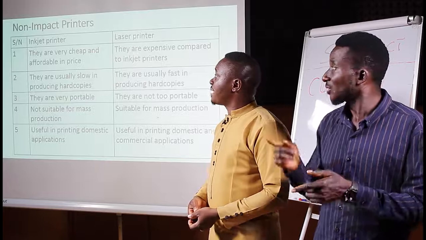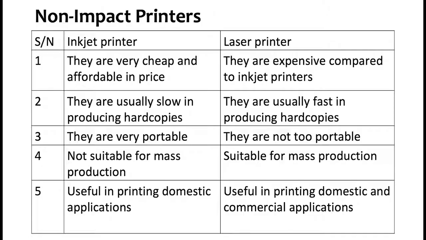Then coming back to the non-impact printers, the inkjet printers and the laser printer. We're going to be making a comparative between these two different types of printers. The inkjet printers are very cheap and affordable in price, while the laser printers are expensive compared to the inkjet printers. The inkjet printers are usually slow in producing hard copies. The laser printers are usually fast in producing hard copies. The inkjet are very portable. The laser, they are not actually too portable compared to the inkjet printer.